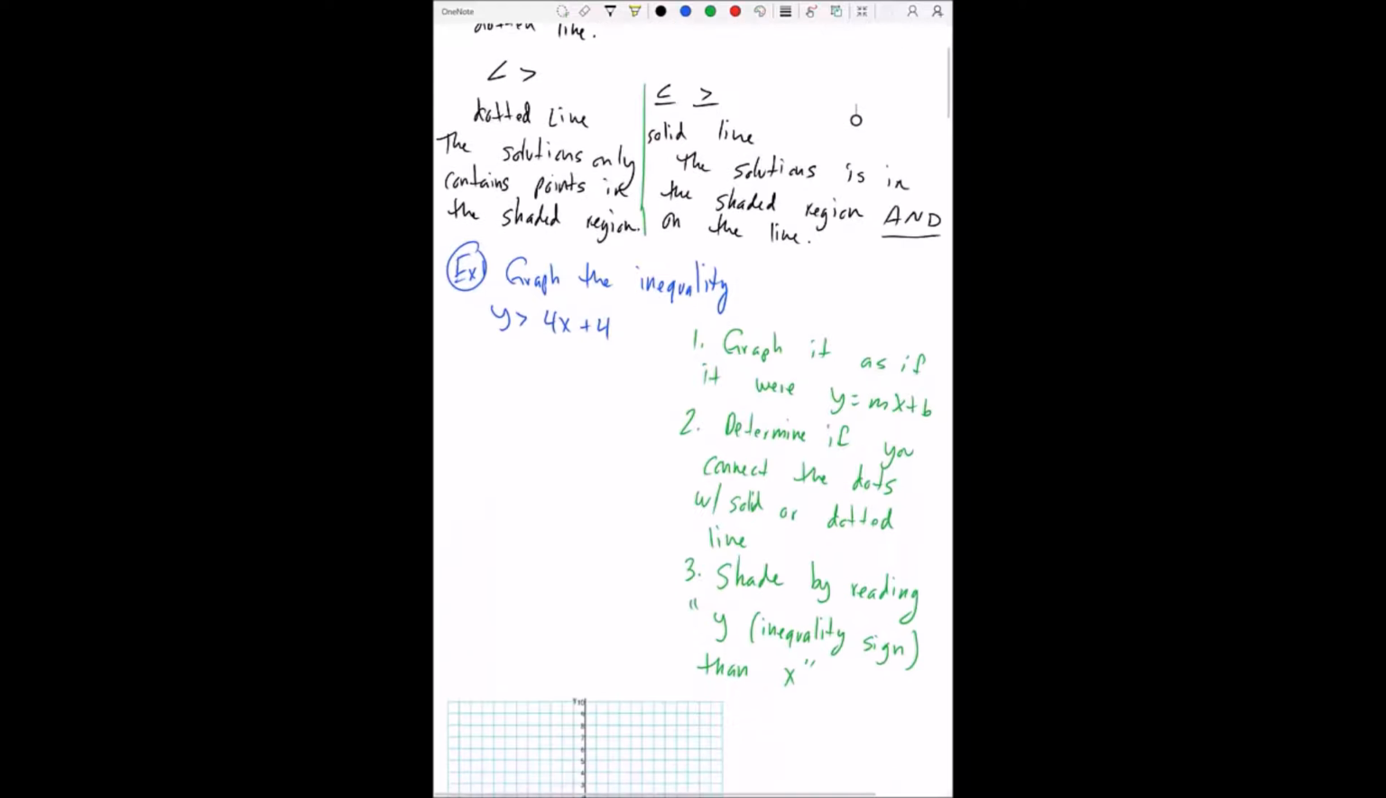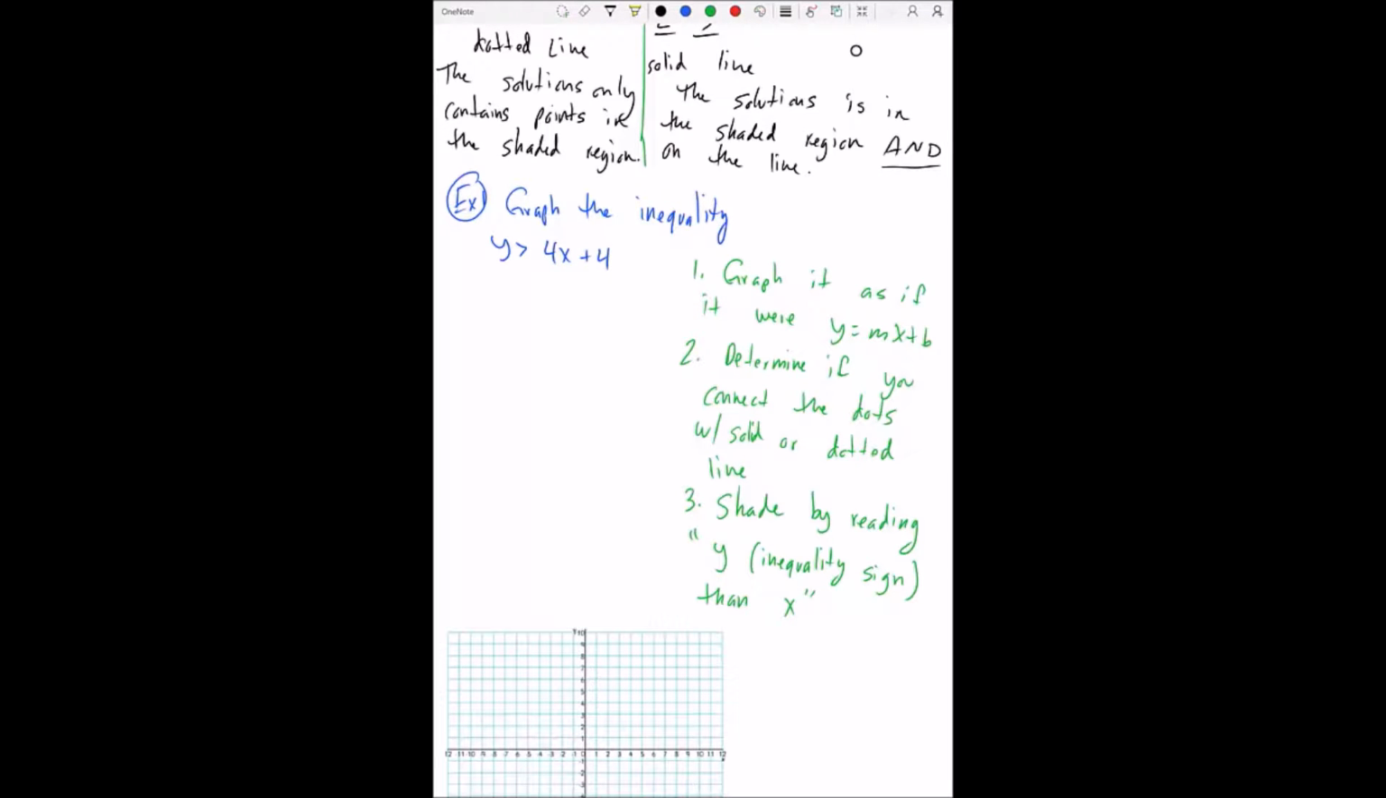We want to graph the inequality y is greater than 4x plus 4. There are three steps to do this. We want to graph it as if it was y equals mx plus b. Then we want to determine if it's a solid or dotted line. And then we're going to shade by reading y, the inequality sign, then x. I know you might have learned that you have to pick a point and work with that, but I'm going to teach you that you no longer have to pick a point. We're just going to read the function and go from there.